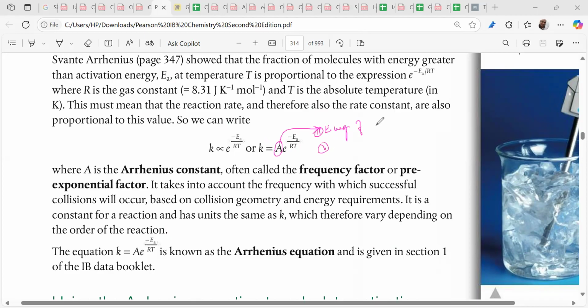Second, energy of the collision, right? You take out the energy of the collision. Most important. Second, it takes care of the geometry of the collision, right? Clear? Understood? What does the Arrhenius constant take care of? Please tell me. Energy of the collisions and geometry of the collisions, right? Clear? You get my point?